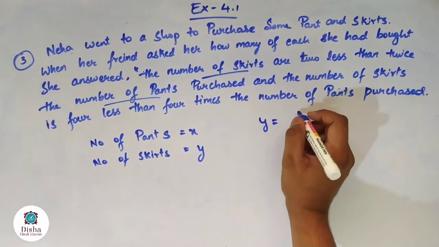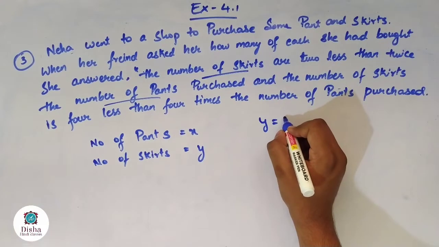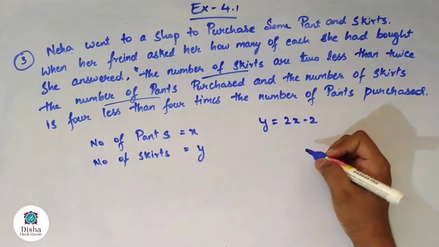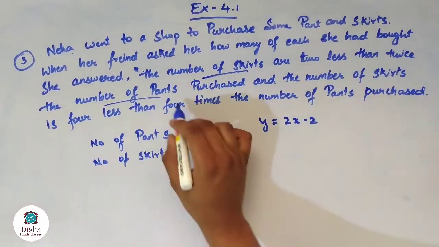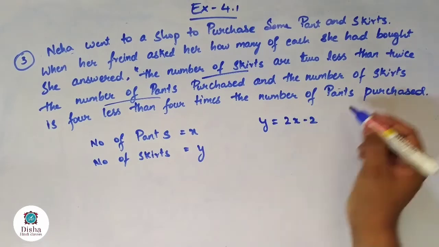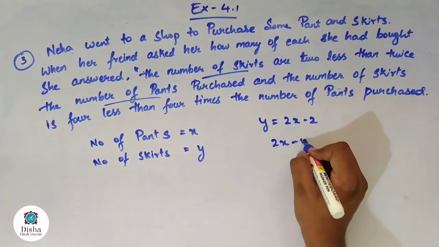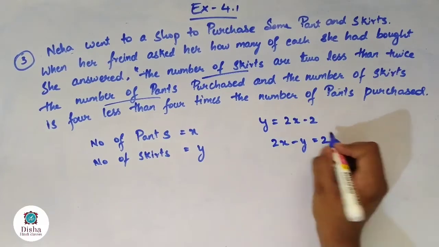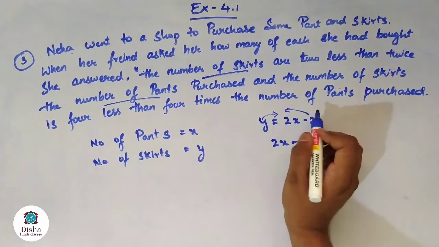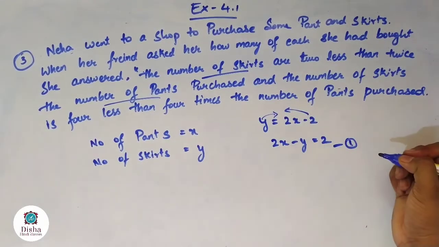So 2 less than means what we have to do? We have to minus it, right? So 2x minus 2. So they are 2 less than twice the number of pants. So twice the number of pants is 2x and 2 less means minus 2. So now 2x minus 2 equals y, right? Now if we send this y to the RHS and minus 2 to the LHS, we'll get 2x minus y equals 2, first equation.